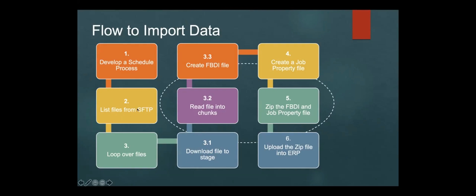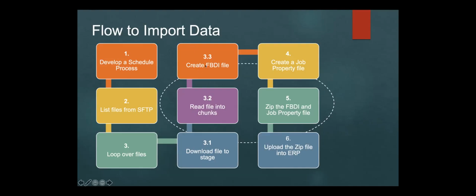The file which you are trying to read from the SFTP may be more than 10 MB. If you try to read the file directly and it's more than 10 MB, your integration will fail due to the FTP limitation. So it's always the best practice to download the file. And then in step 3.2, read the file into chunks.